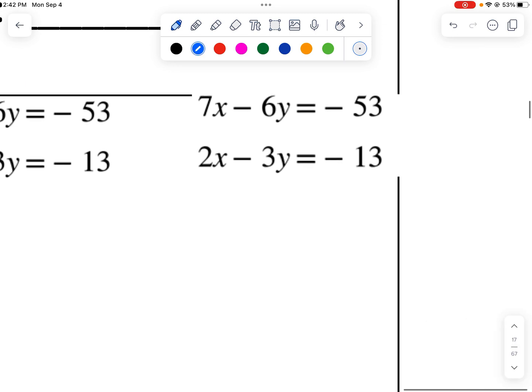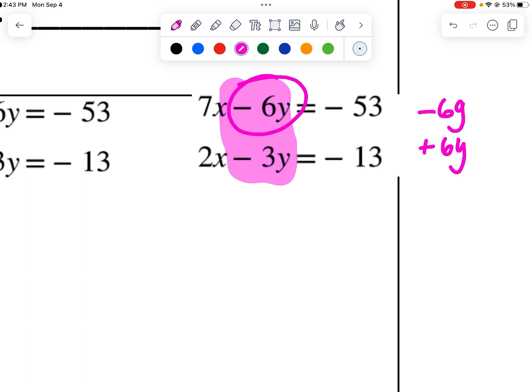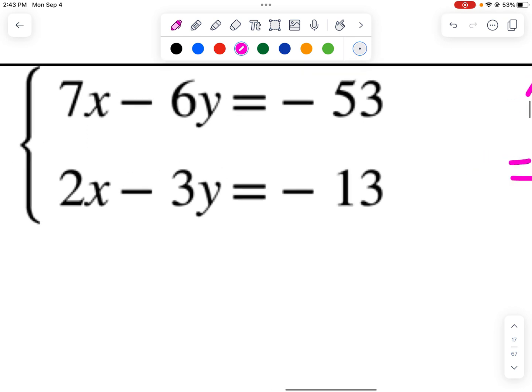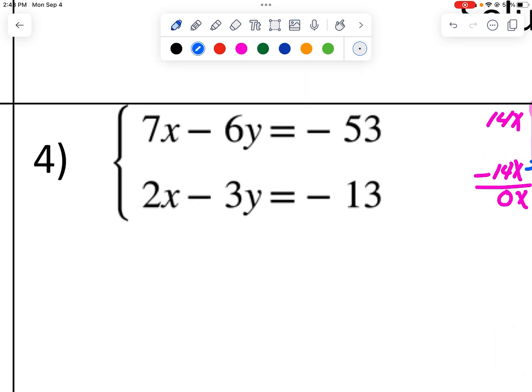So if I look at the y's instead of the x's, here are my y's, right? My y's would cancel out if I had a negative 6y and a positive 6y. Well, I already have a negative 6y here. So to get a positive 6y, I would just have to multiply this by negative 2, and that'll get me a positive 6y, which will get me no y's, which then will eliminate the y's, and I can do the problem.